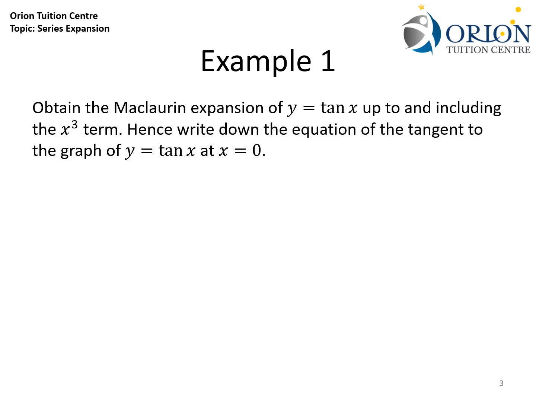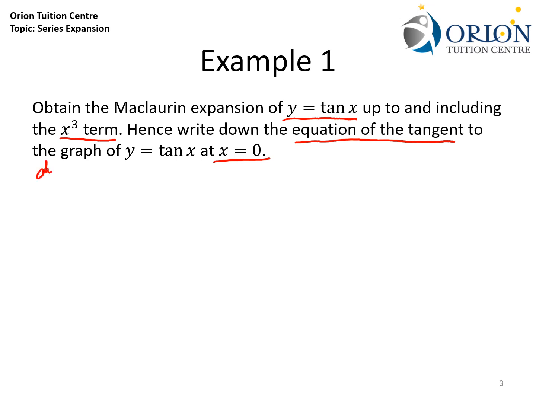In example 1, we are asked to find the Maclaurin expansion for y equals tangent x up to and including the x cubed term. Once we get this Maclaurin expansion, it will be very easy for us to write down the equation of the tangent at x equals 0, because it is simply all the terms until and including the x term. So let's find out what the Maclaurin expansion is first.